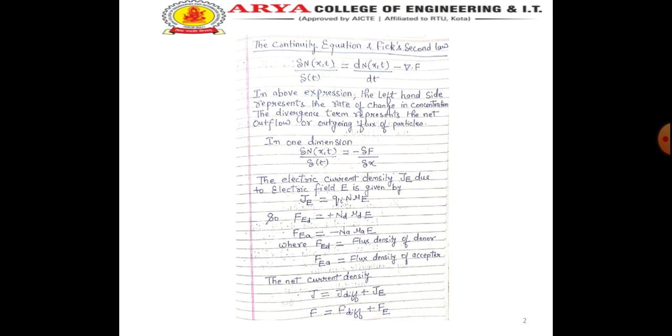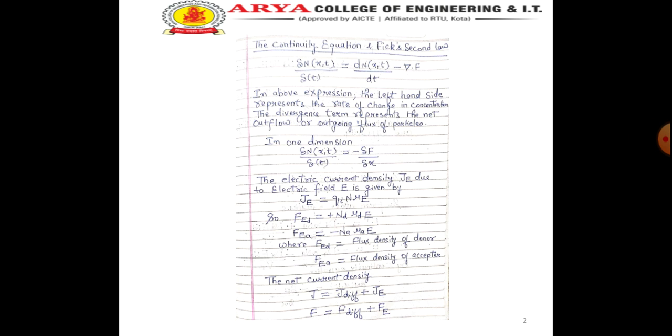The continuity equation forms the basis of the continuum approach for particle concentration as the variable. The equation can be mathematically written as ∂n(x,t)/∂t = -∇·F. In the above expression, the left hand side represents the rate of change in concentration. The divergence term represents the net outflow or outgoing flux of the particles. In one dimension, the equation is ∂n(x,t)/∂t = -∂F/∂x.